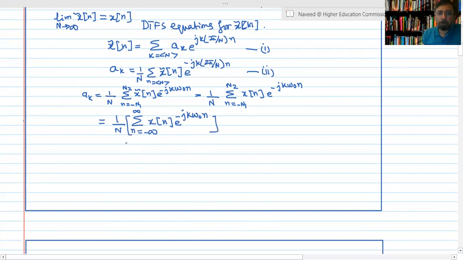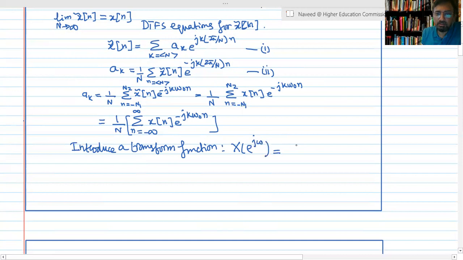So I bracket this term and introduce a transform function. And our transform function now is capital X e to the j omega equal to summation n equal to minus infinity to infinity, x n e to the minus j omega n. If we substitute omega equal to k omega naught in this transform function, we will get this Fourier series coefficient. So once again, with the introduction of this transform function, Fourier series coefficients are the samples of this transform function at omega equal to k omega naught.